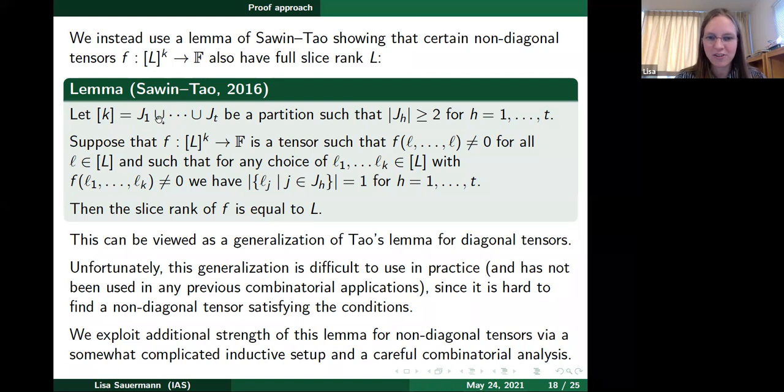But this more general version for certain non-diagonal tensors is unfortunately difficult to use in practice. The statement is quite technical and hard to wrap one's head around, and so it's hard to find some combinatorial setup where one actually has a tensor of this specific structure, if it's not a diagonal tensor. In our proof, we do manage to exploit the additional strength of this lemma for non-diagonal tensors by combining it with some complicated inductive setup and some careful combinatorial analysis to actually get us into the specific framework of this lemma.